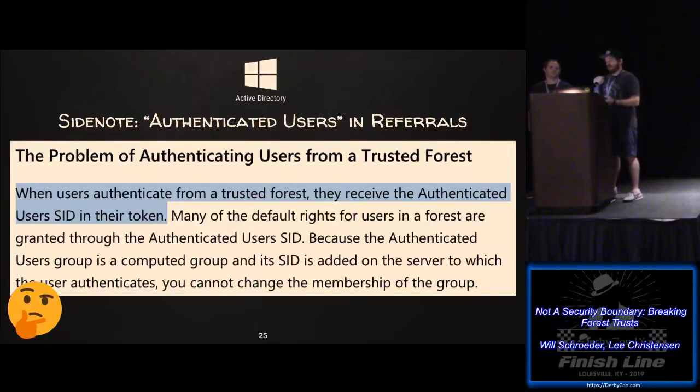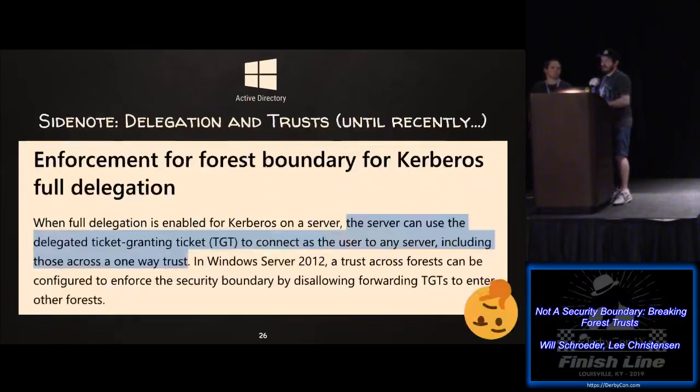The first one is that when you're authenticating from forest A to forest B, you always receive a new identifier called authenticated users in your new token when you're authenticating against the other forest. So if Lee's in his forest and authenticates and gets a referral to mine, he's going to automatically get the authenticated users SID for my forest put into his referral. This comes into play later on. So any user in either trust can perform any action that domain authenticated users can, for example, querying LDAP or whatever else.